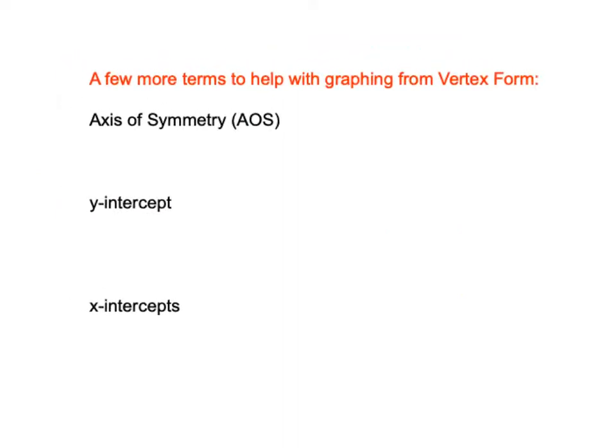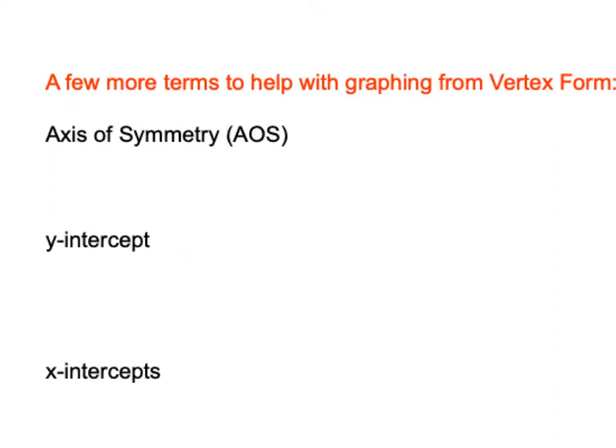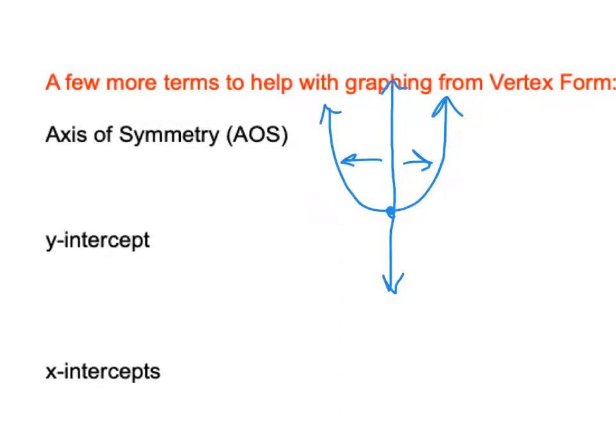Okay, some other important things to help with graphing in vertex form. We're also going to refer to the axis of symmetry quite often. The axis of symmetry from here on out I will call AOS, and it is basically when you have a parabola, it is symmetrical, which means here's your vertex. You have a vertical line that goes right through the middle of the parabola, right through its vertex, and things on the right are the exact same as they are on the left. So if you folded it on that axis of symmetry, it would fold right on top of itself.